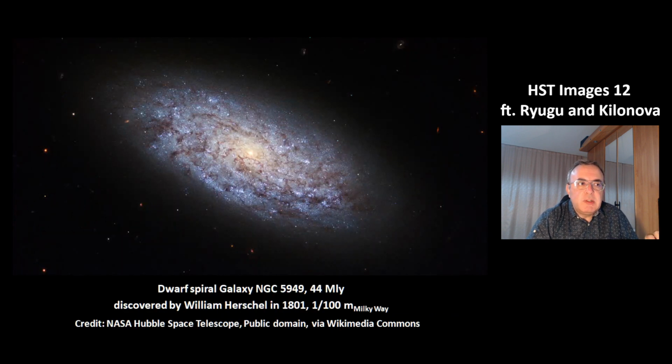This is the dwarf spiral galaxy NGC 5949 at a distance of 44 million light years. This dwarf galaxy was discovered by William Herschel in 1801, and has 1/100th of the mass of the Milky Way.